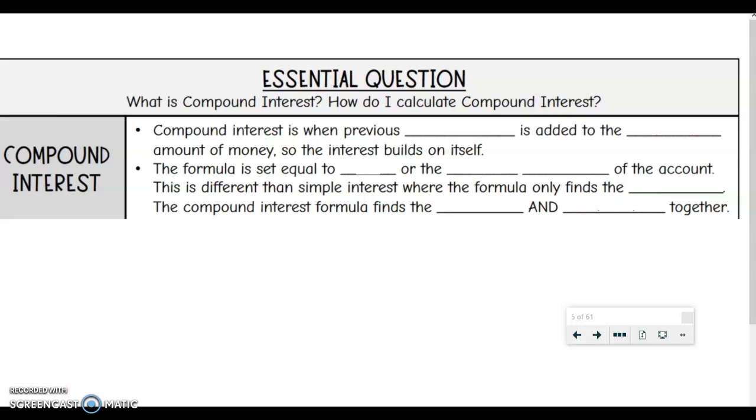Ware's videos. And today we're looking at compound interest, and we want to know what is compound interest, and how do I calculate compound interest. Okay, so we're going to start off by talking about what compound interest is.